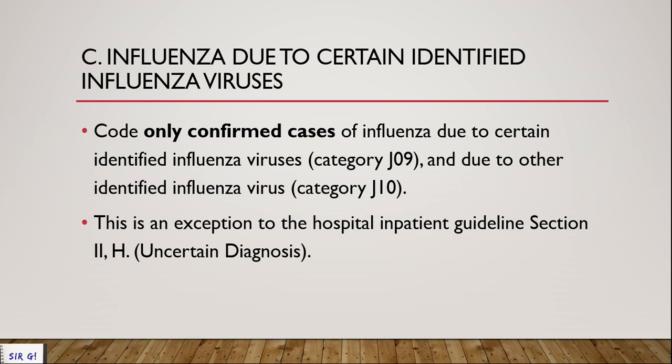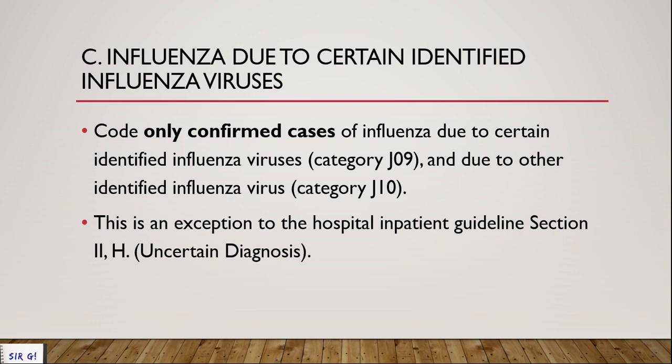Now, for influenza like your H1N1, like that, your SARS, like that, okay. Those are not caused by your influenza rather, but those are caused by viruses, okay. So, code only confirmed cases of influenza due to certain identified, like bird flu, like that, your identified influenza virus, category J09, and due to other influenza virus, category J10. So if it's identified influenza virus, J09, and if it's other identified influenza virus, use your J10.